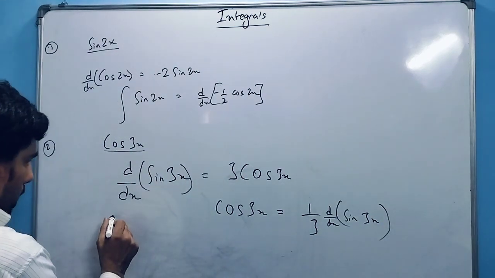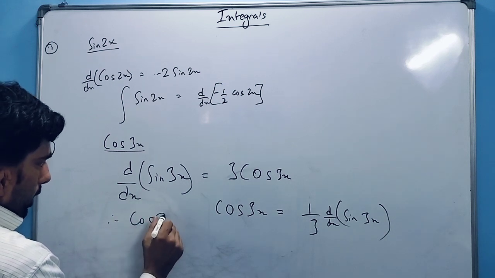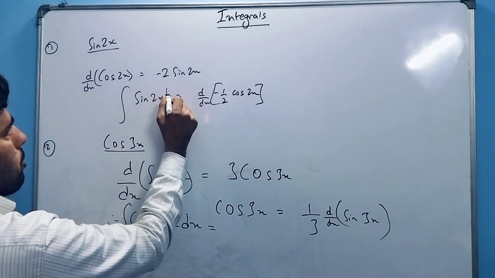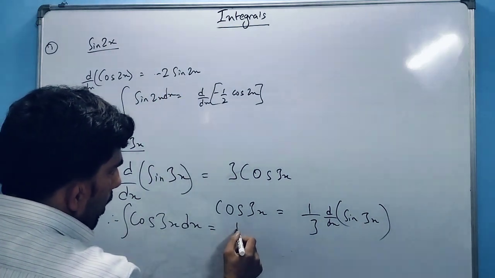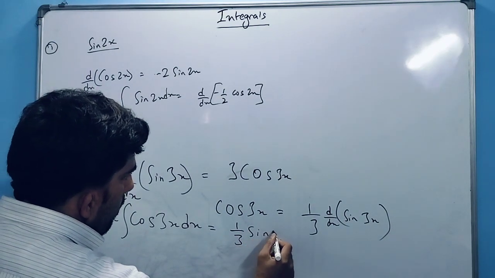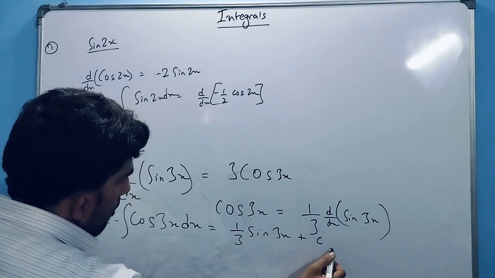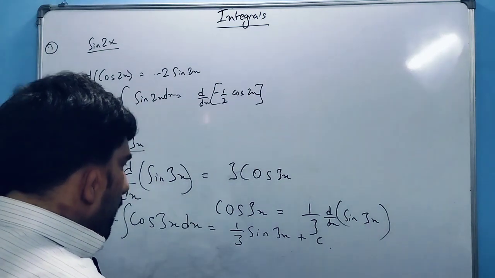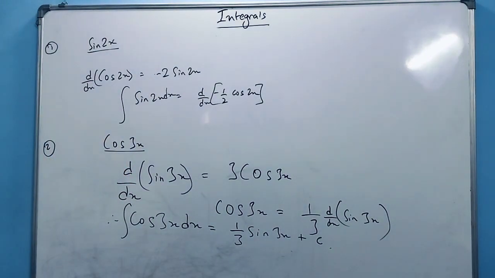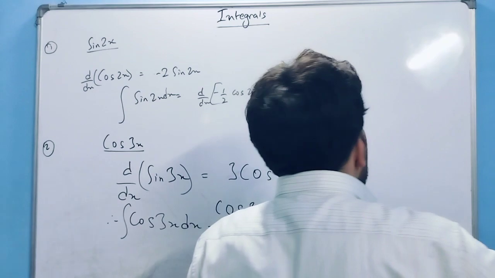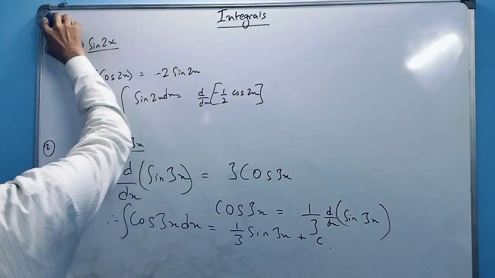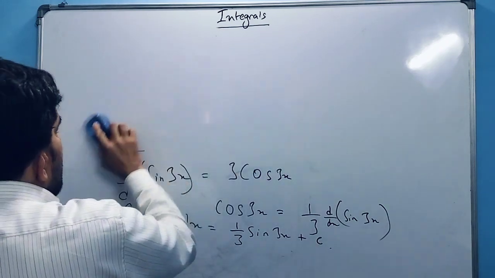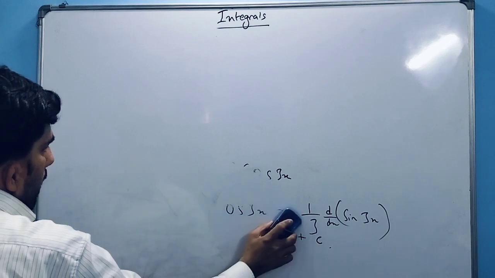So now I can say the integral of cos 3x with respect to dx is 1 upon 3 sin 3x plus c. Likewise we can easily find this. Let us try to solve more numericals on this. I hope it is clear now. We'll take more numericals on this antiderivative so that it will be clear to all of you.